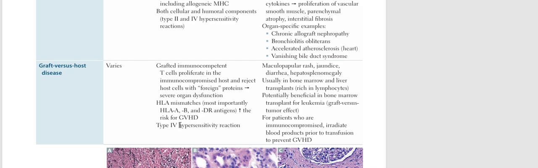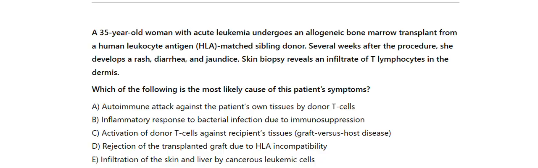A. Autoimmune attack against the patient's own tissues by donor T cells. B. Inflammatory response to bacterial infection due to immunosuppression. C. Activation of donor T cells against recipient's tissues, graft versus host disease. D. Rejection of the transplanted graft due to HLA incompatibility. E. Infiltration of the skin and liver by cancerous leukemic cells.